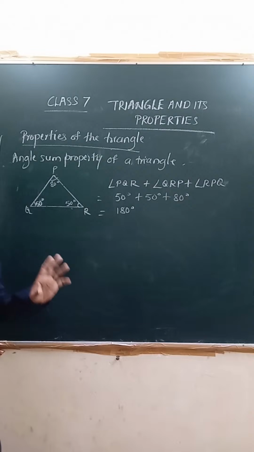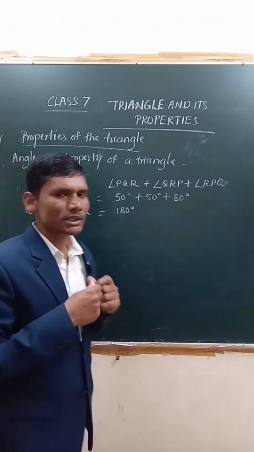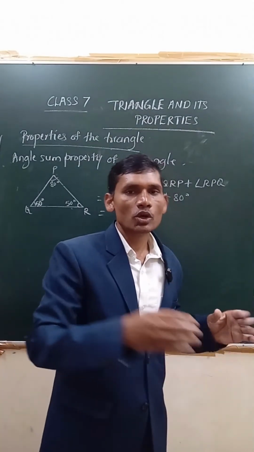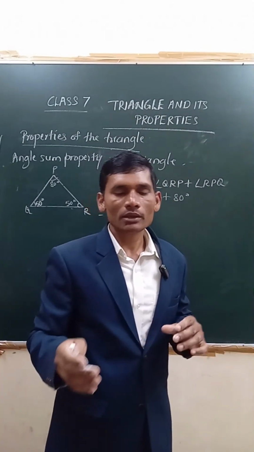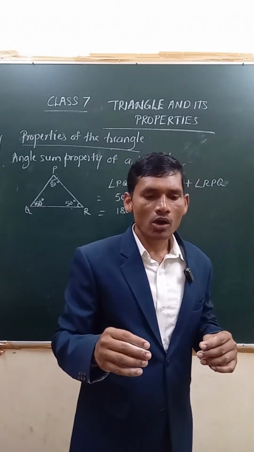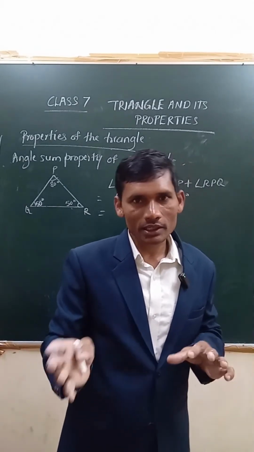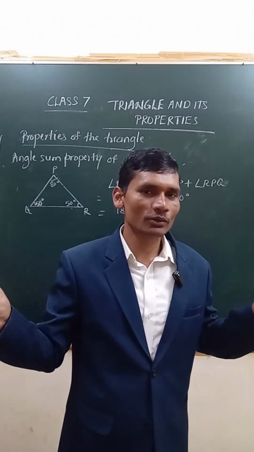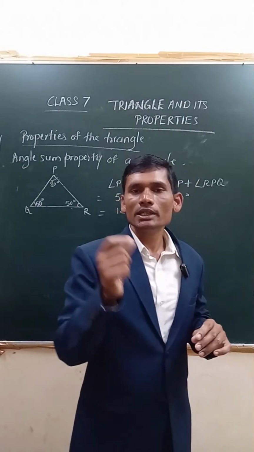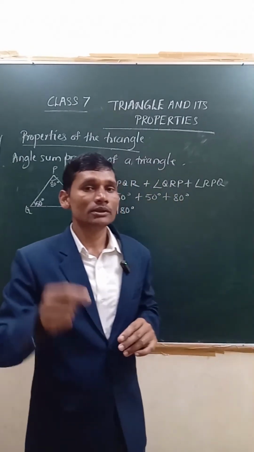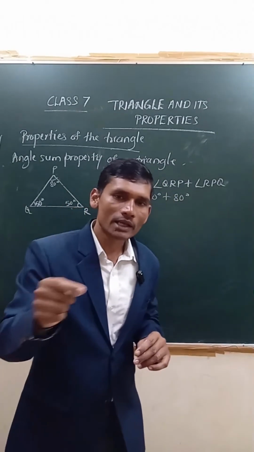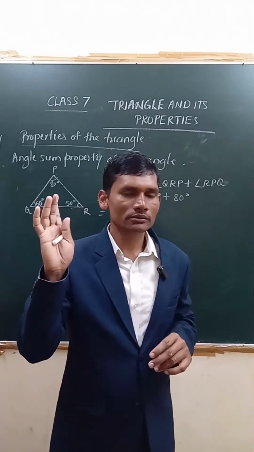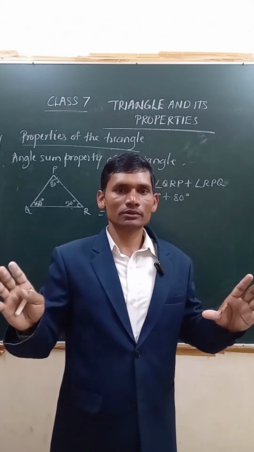And this is not only for this triangle. Whichever triangle you draw, it may be an acute angle triangle, obtuse angle triangle, right angle triangle, isosceles triangle, scalene triangle, or equilateral triangle. Whichever type of triangle you take, no doubt at all, in each triangle, the sum of all the interior angles will be exactly equal to 180 degree. This is a universal truth, right?